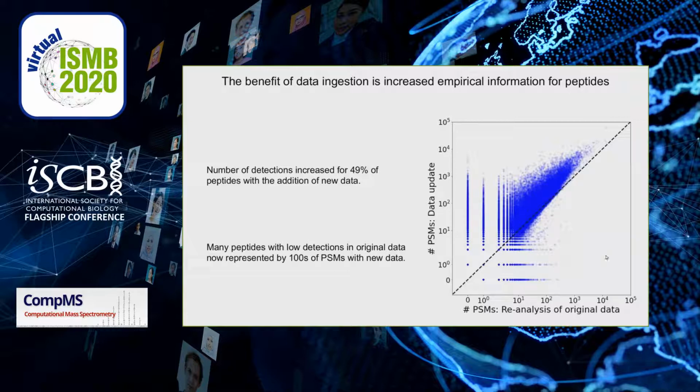Here we show the number of PSMs for each peptide in our reanalysis of the original data compared to the addition of 2,500 runs from this new update.